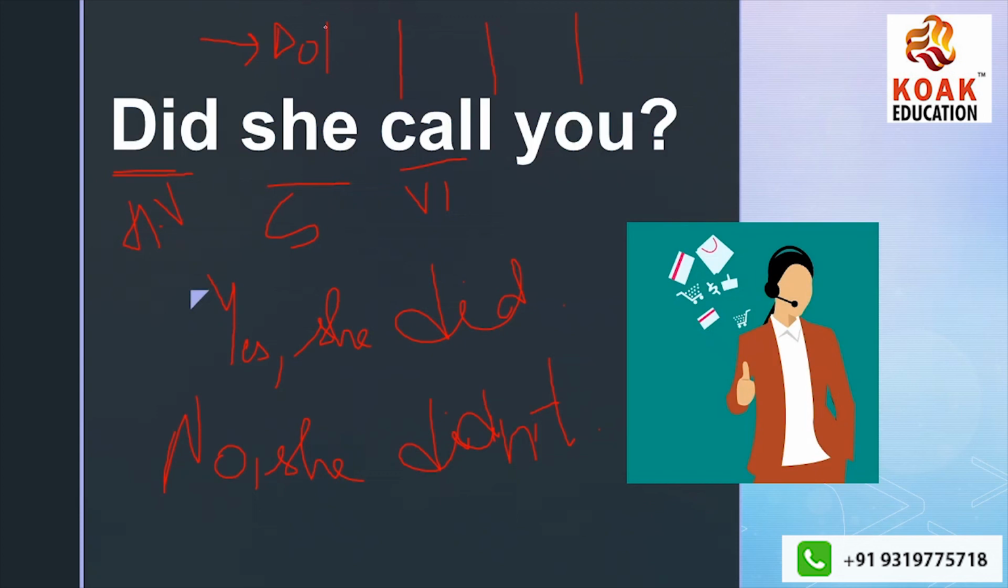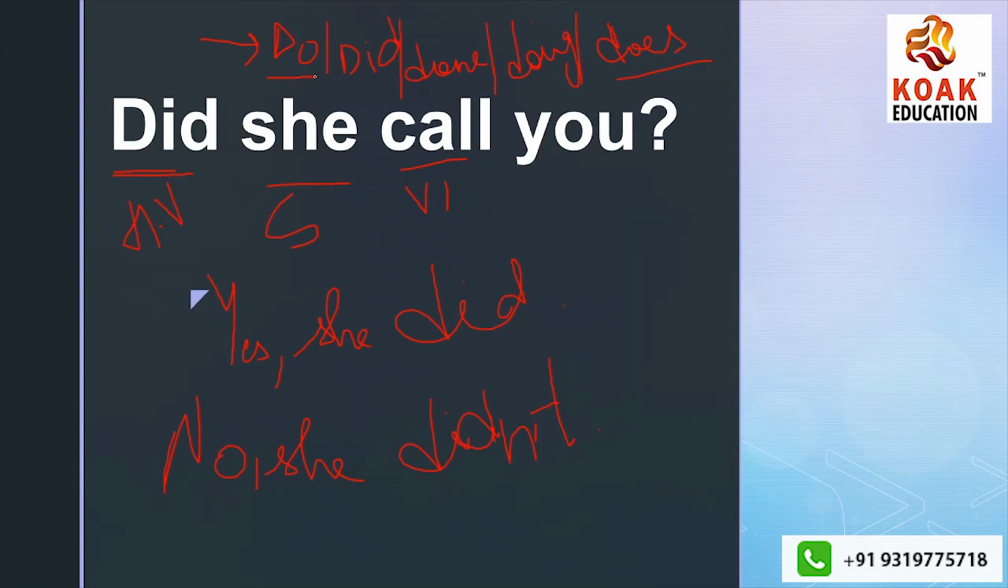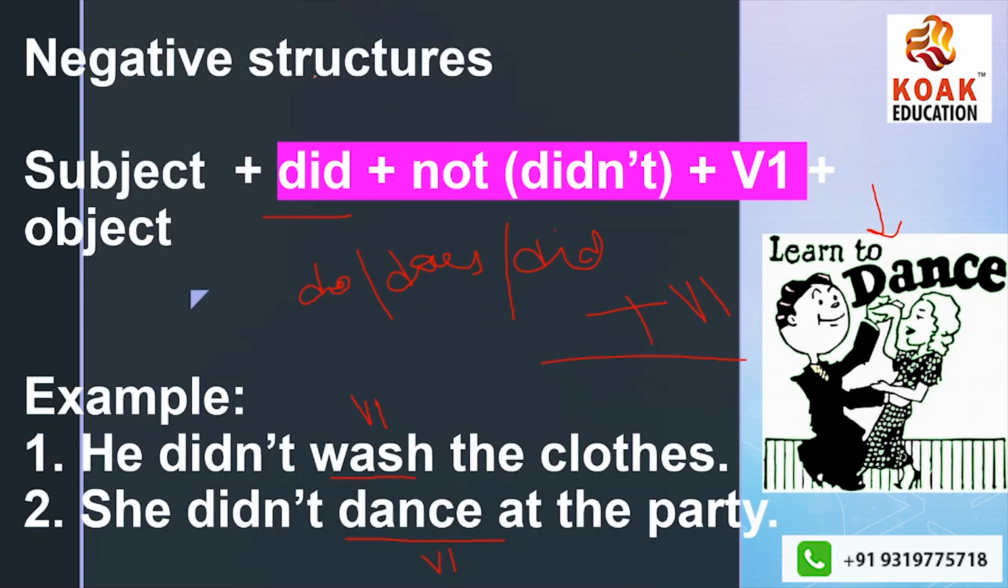So do is the first form. Second form, guys, just now we used did because it is past. Second form is did. Third form is done. Fourth form is doing, and fifth form is does. Now this is used with singular subjects, and this is used with plural subjects. So this is what I just wanted to ask you, are we aware of the forms of the verb do, did, or does or not?